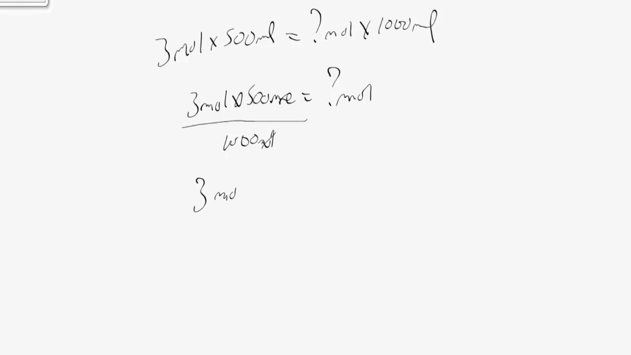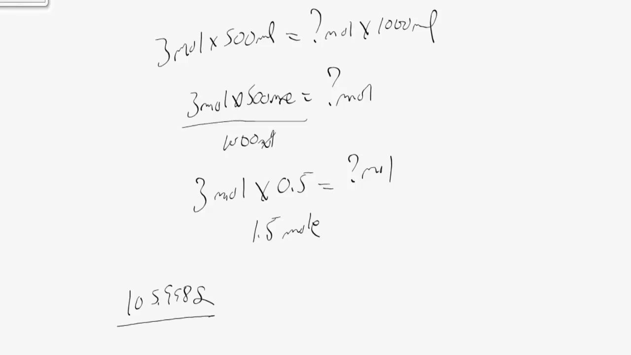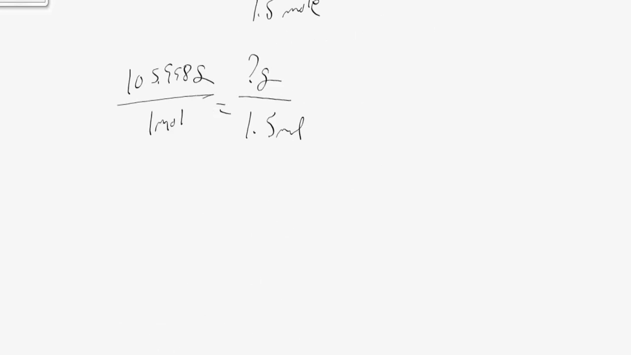So we've got 3 moles times 0.5 is equal to our unknown moles. So that comes out to be 1.5 moles. So we're going to need 1.5 moles. So if there's 105.998 grams per 1 mole, how many grams are there in 1.5 moles?